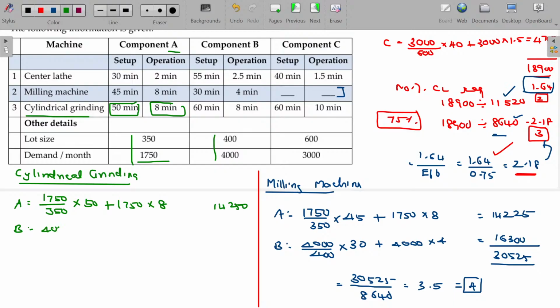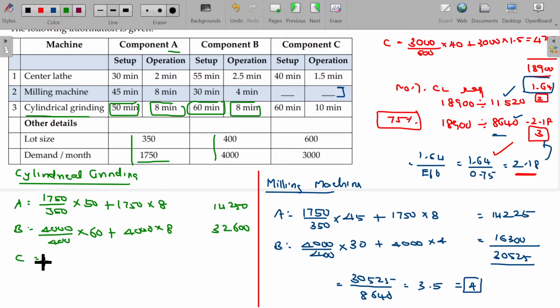4,000 units to be produced. Every setup produces 400 units. Setup time being 60 minutes, and 4,000 units requires 8 minutes per unit for the operation or production. Overall minutes requirement being 32,600.